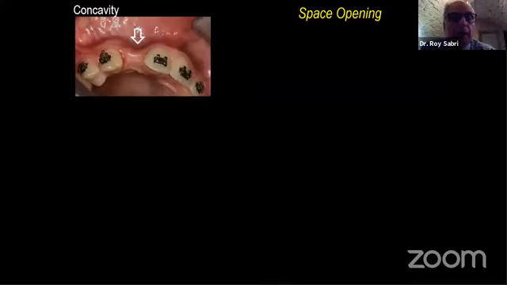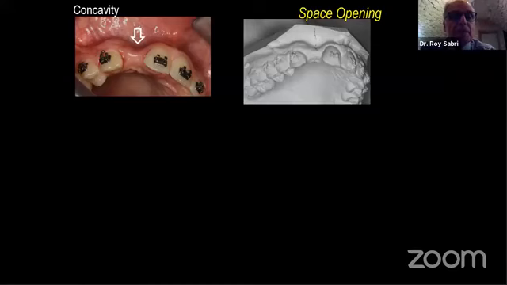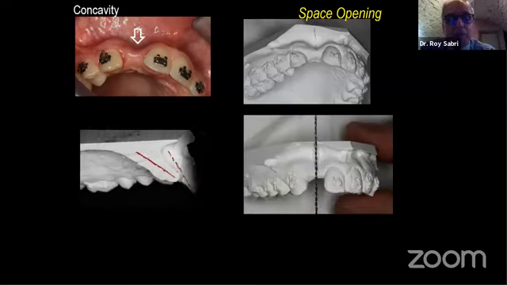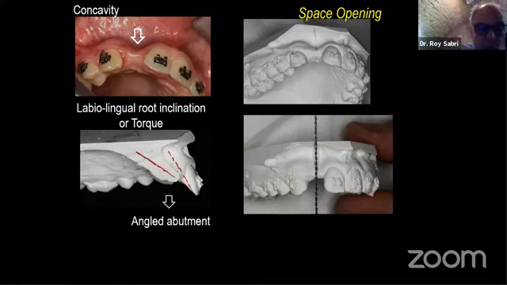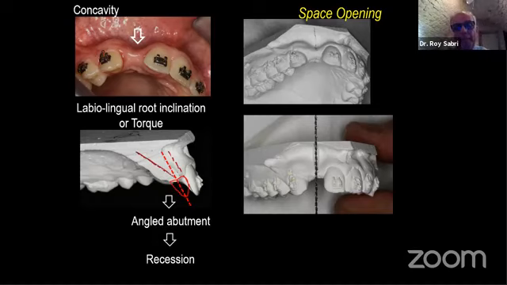And you see, that's the problem with this concavity. If you cut the model, you see when you don't make a bone graft, your implant is going to be too much inclined, or your implant is going to have too much palatal root bore. And the restorative dentist has to compensate, and he's going to do an angled abutment that might lead to recession or metal show.